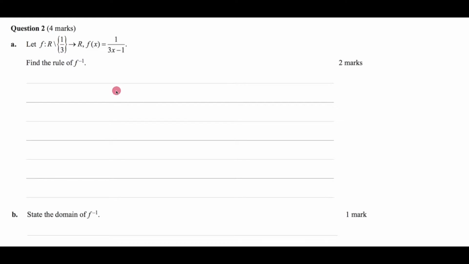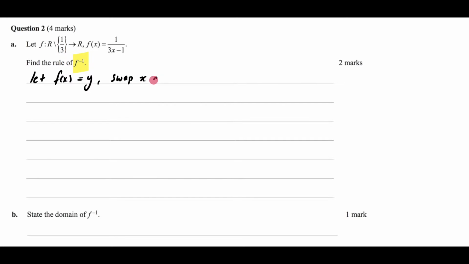Okay, so we're now dealing with question 2, and in question 2, what we're told is that we have f of x, which is equal to 1 over 3x minus 1, and we need to find the rule of the inverse function. So how are we going to do this? Well, we simply swap my x and my y, but as you can see, I don't have y here, I have f of x. So my first line of working, I'm simply going to state, let f of x be equal to y, and then I can swap my x and y.